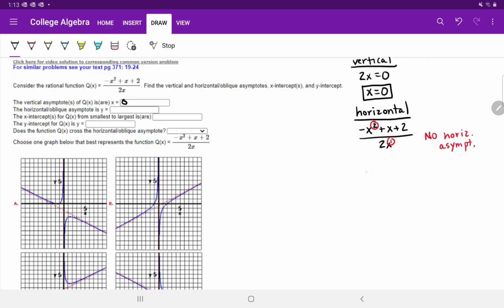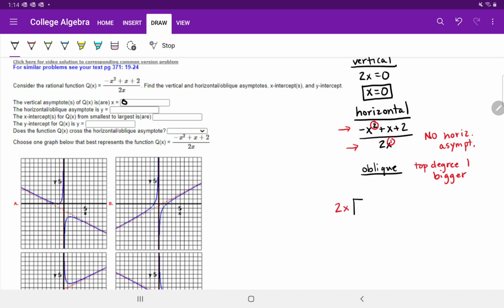So that means we need to move on to oblique. For oblique asymptotes, we'll only have one of these if the top degree is 1 bigger than the bottom degree. And that is the case in this example. We have a 2 and a 1. So we will have an oblique asymptote. How do we find it? We use long division.